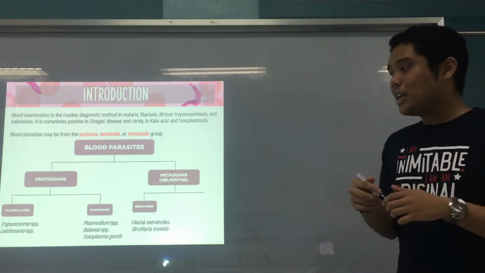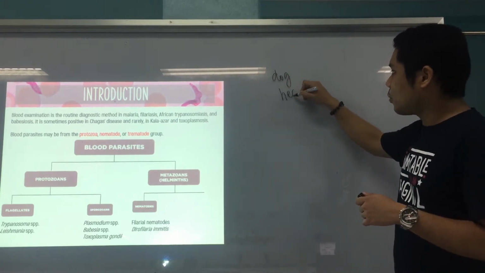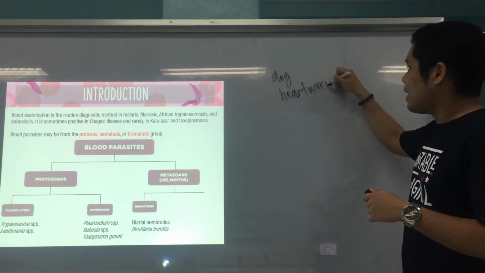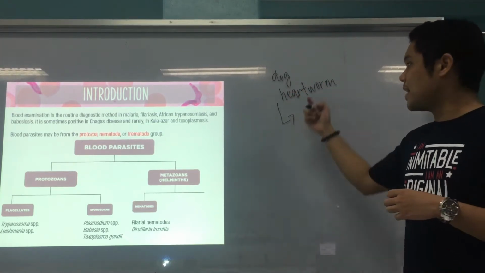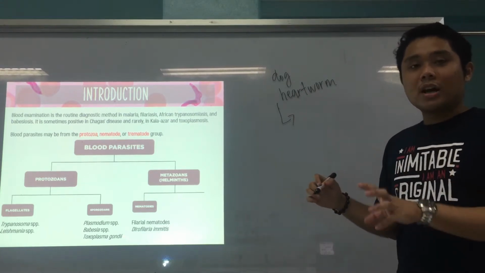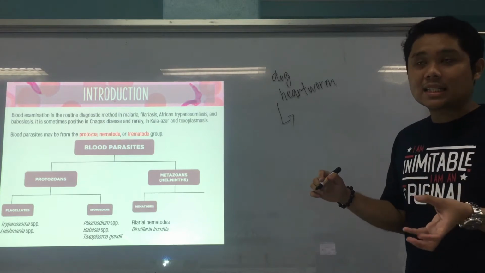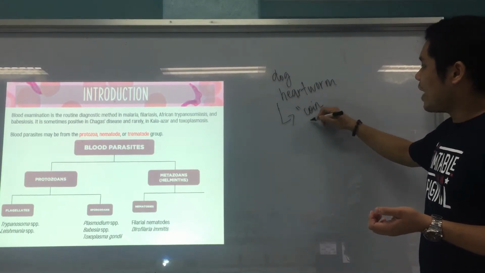Dirofilaria immitis is also known as your dog heartworm. Once it affects humans, of course, within itself, it affects the heart. And aside from that, it can also infect the lungs. And in the lungs, they form what we call coin lesions.